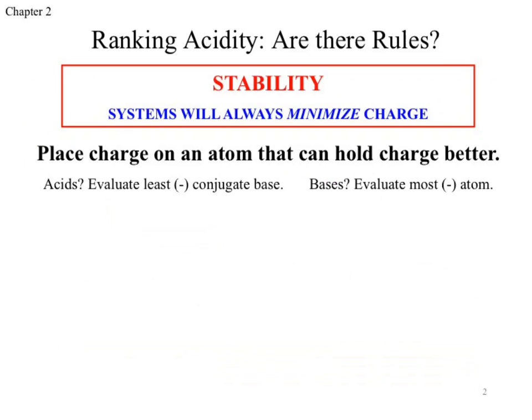Okay? So, when ranking acidity, it's always concerned about stability. Right? Minimize that charge as much as possible. Place the charge on an atom that can hold it better. So if we're trying to rank our acids, we want to look at the conjugate base. Okay, so we don't want to draw in a bunch of structures. Let's come up with a symbol to represent our acid. It's a good symbol for an acid.